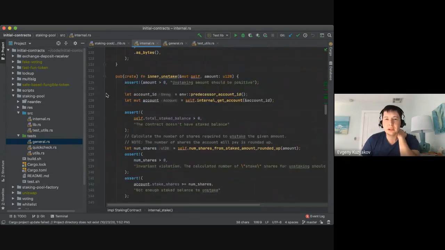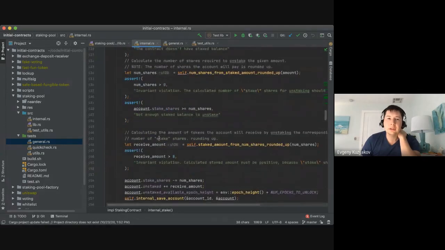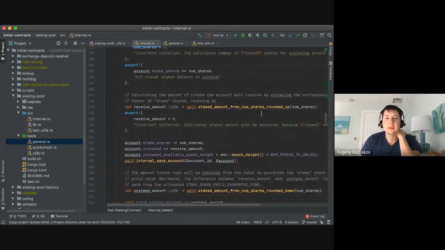And unstaking works very similarly. We round up, so this amount of shares you need to pay. We calculate how much amount you receive. Again, rounding up, so we're overpaying you for this. But this also comes from the guarantee fund.